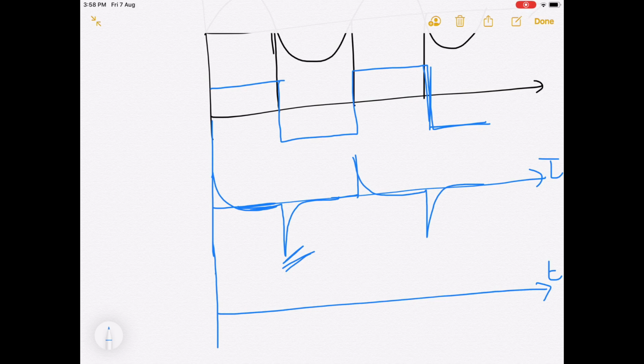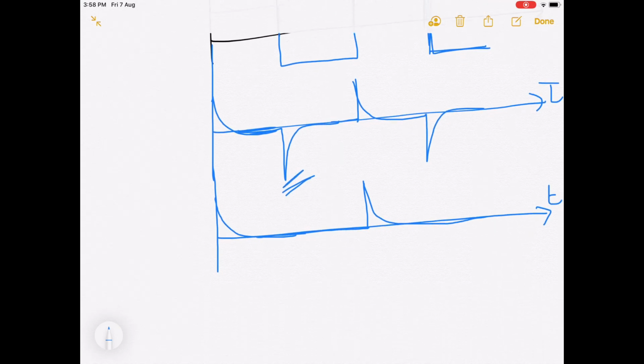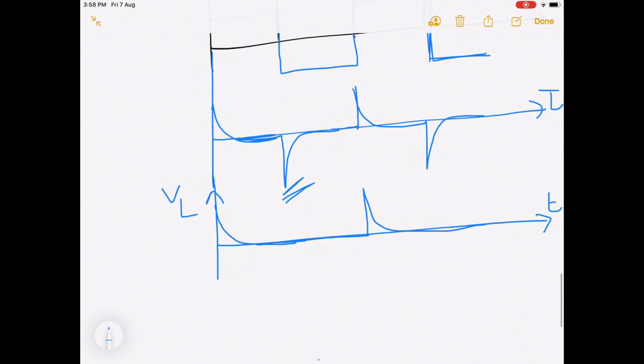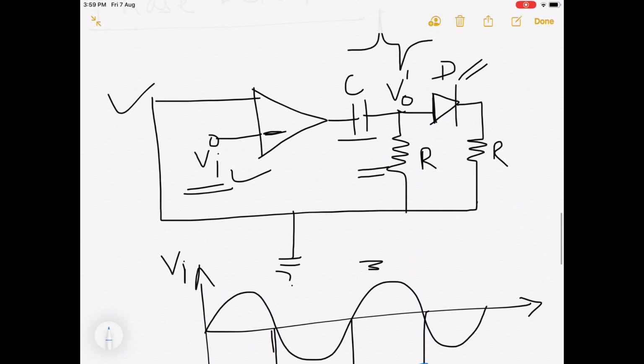This diode will suppress the negative spikes. So the output of the phase detector will be positive spikes when there is a change in the phase. It will remain the same till the next positive spike comes. So this denotes the phase detector. The phase angle difference from 0 degree to 360 degree can be detected using such a circuit. So this is VL, the output voltage of this circuit.